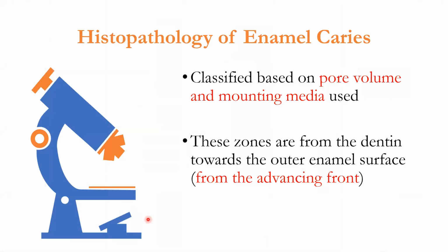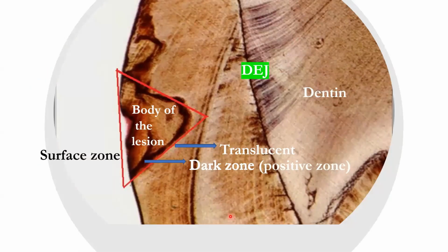So let's go to the histopathology of enamel caries. The histopathology is given as zones of enamel caries, and these zones are classified depending upon the pore volume and the mounting media which is used. These zones start from the advancing front of the lesion, that is from the dentinal surface towards the outer enamel surface. So let's see the zones of enamel caries. So this is the dentin, dentino-enamel junction, and this entire thing is your enamel. You can identify it by the presence of your striae of Retzius, and these are your dentinal tubules.